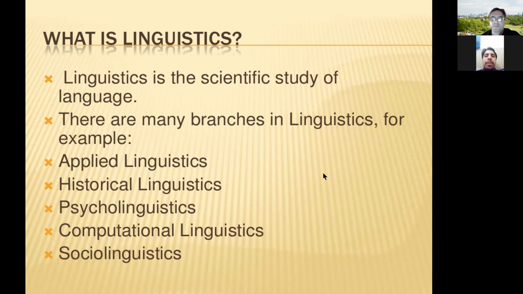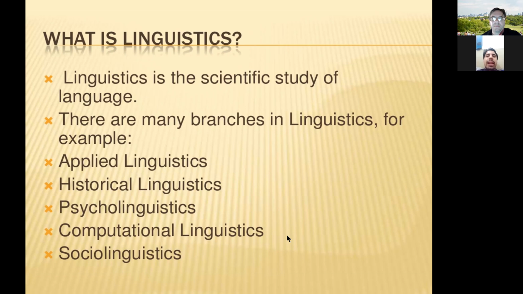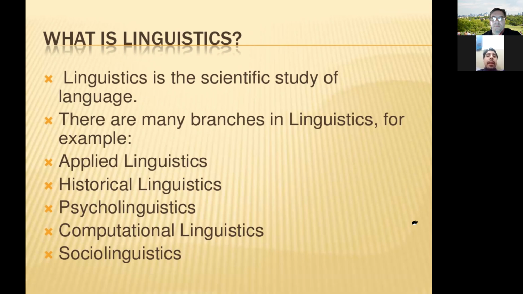As for the definition, we talked about that in the very beginning, what linguistics is. Let me tell you once again, linguistics is a combination of two terms, lingua and istics. This word is derived from the Latin word lingua and istics. Lingua means language, and istics means scientific. So linguistics is the scientific study of language. This is the definition we derived even from the word. Then there are many branches in linguistics. For example, we have applied linguistics, historical linguistics, psycholinguistics, evolutionary linguistics, and sociolinguistics.